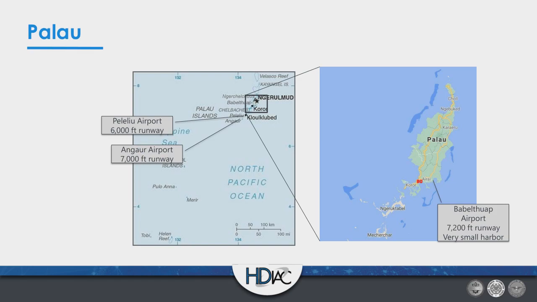All right, moving on to the Republic of Palau. So again, this one has the main island of Babeldaob, Babeldaob Airport, with a 7,200-foot runway, a decent-sized runway. But some of the interesting things about Palau: again, no civil support team, no National Guard, no military forces to speak of. It's a sovereign nation, but with its defense the responsibility of the United States.